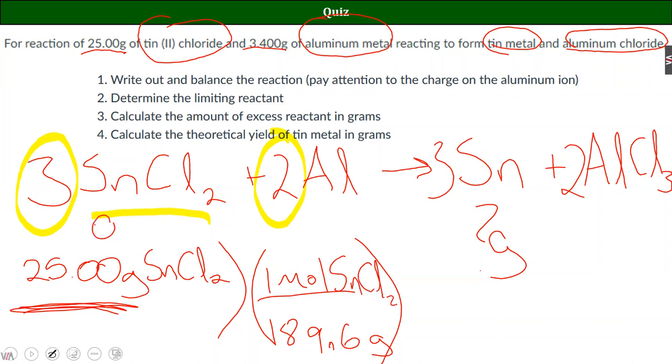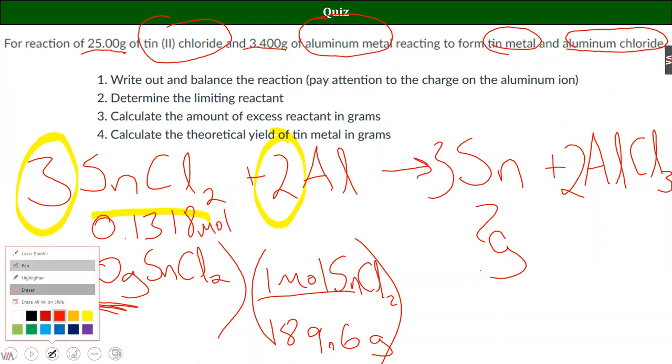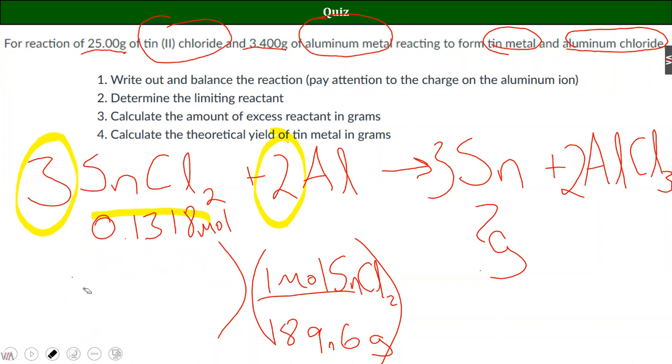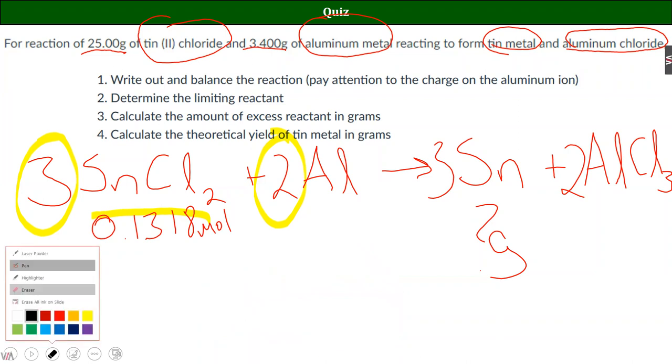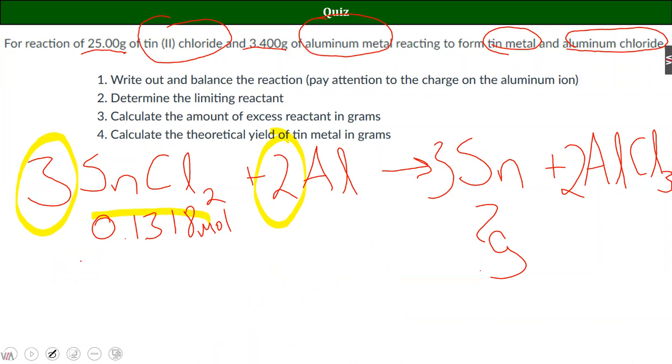I think it winds up being 0.13. Thank you. We do the same thing with the aluminum. And then just use the molecular weight of aluminum by itself, which technically is atomic mass, not molecular weight, because it's not a compound, but I use the terms interchangeably because they work the same way. And you get 0.1263.